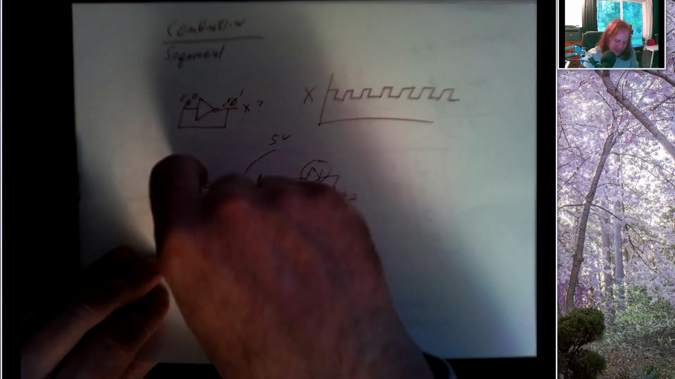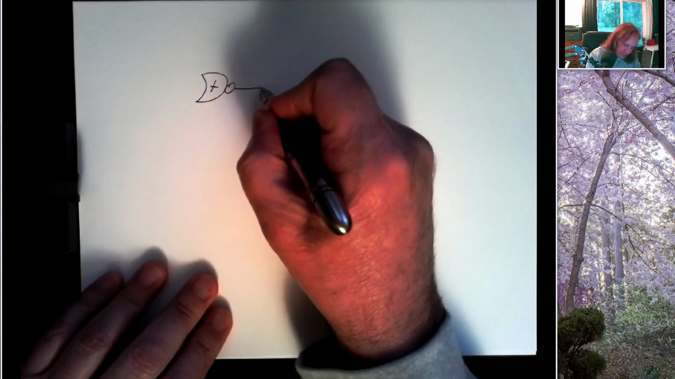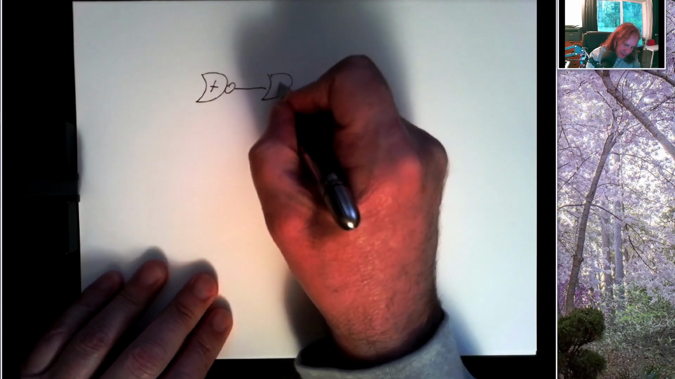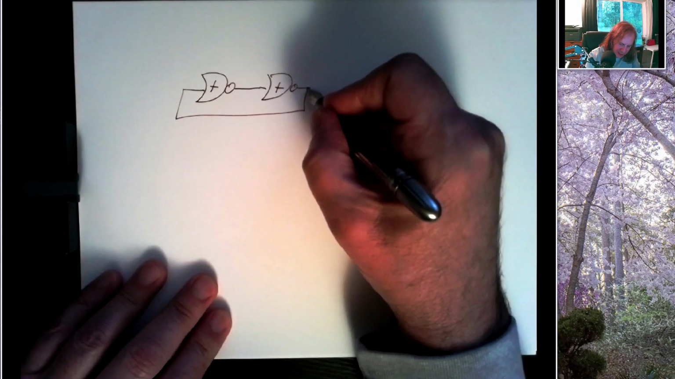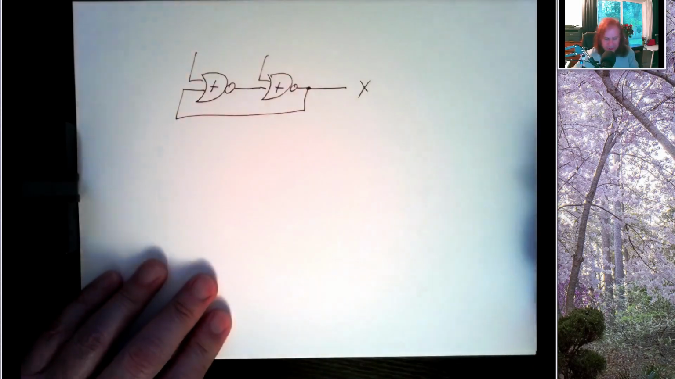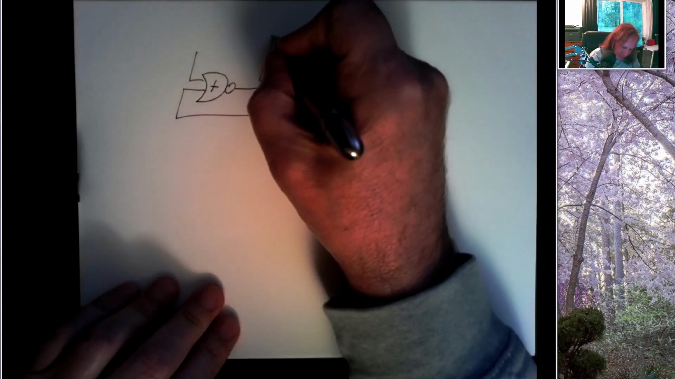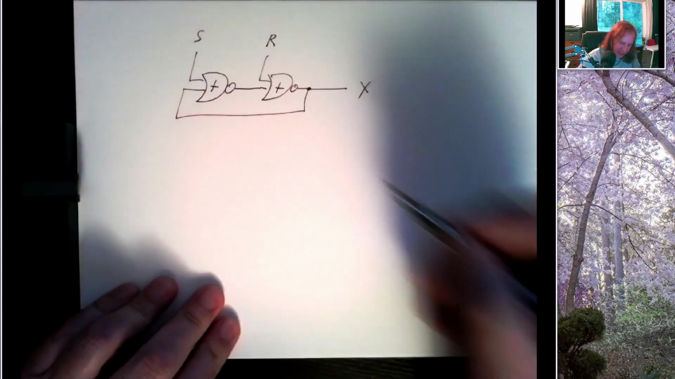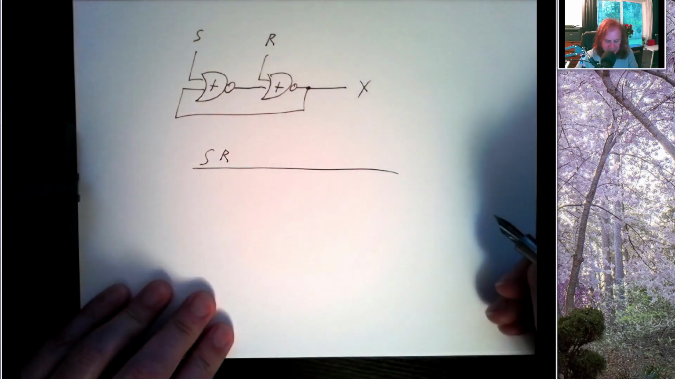So we can modify this using, guess what, NOR gates. So let's make a NOR gate and connect its output to another NOR gate and connect this back in. And let's take this output here and call this X. And these are 2 input NOR gates, so I'm going to have a pair of inputs. I'm going to call this input R and I'm going to call this input S. And let's look at what happens with S and R.